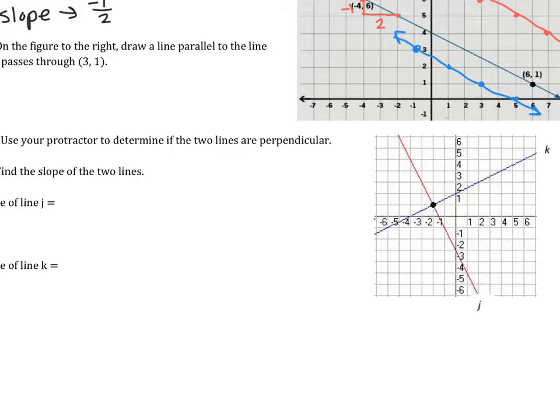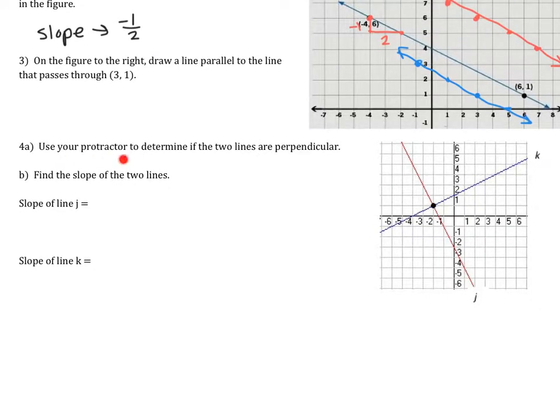So in this next example, first thing we're asked is to use your protractor to determine if the 2 lines are perpendicular. So if you measure these 2 lines with your protractor, you will find that the angle between J and K is exactly 90 degrees, which means that they are perpendicular. So let's see if we can find the slopes and look for some sort of pattern between perpendicular lines.